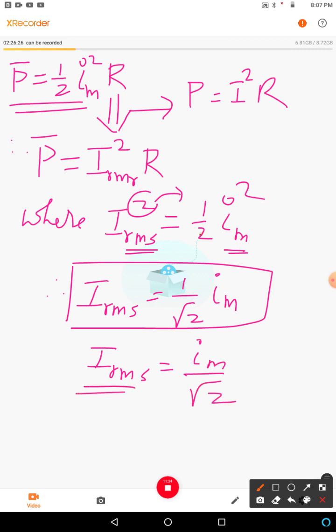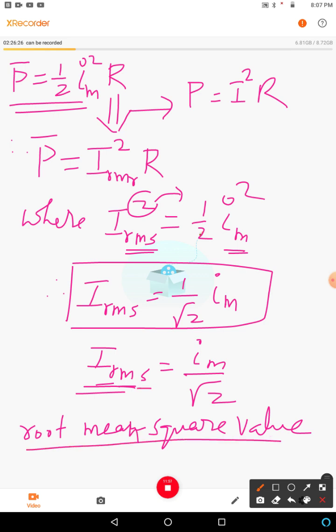So again, what is this I RMS? This I RMS is called the root mean square value. RMS stands for root mean square value of the current: R for root, M for mean, M-E-A-N, S for square. So I RMS means root mean square value. It is also called the effective current.